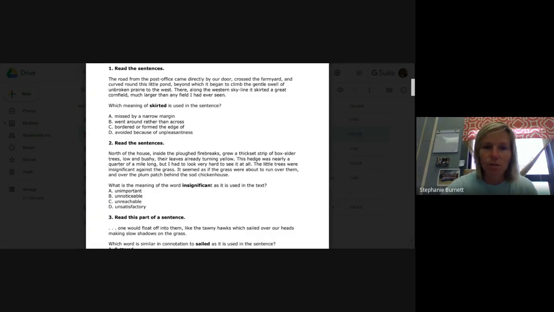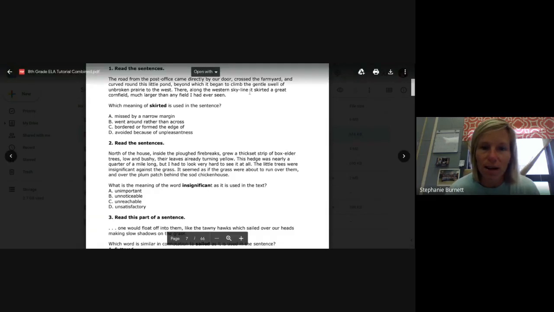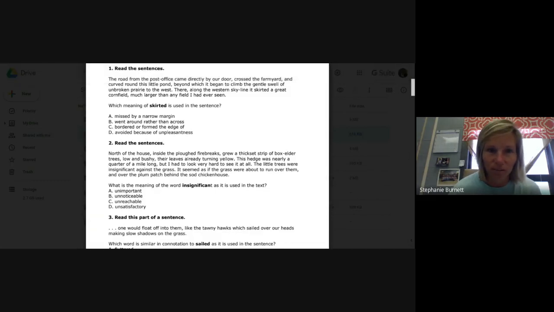On this one, we go back to the sentence where it uses it. It says, there along the western skyline, it skirted a great cornfield, much larger than any cornfield I had ever seen. Okay, it skirted. They're talking about the road. Did it miss it? No, I don't think it missed it, so we can take out A. Did it go around it rather than across it? Did it border it or form an edge? Or did it avoid it? I definitely don't think it avoided it, so we could take out D as well. That leaves us with B and C.